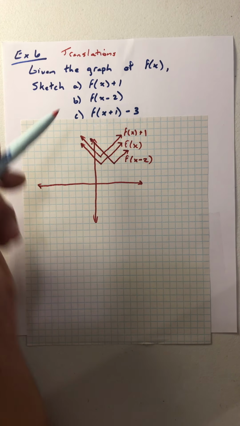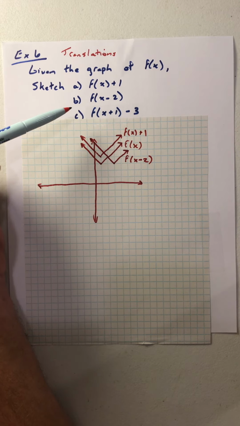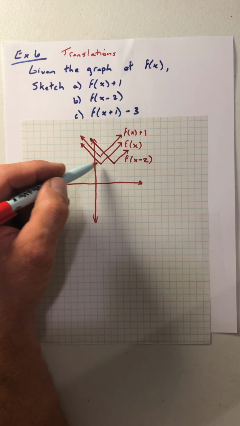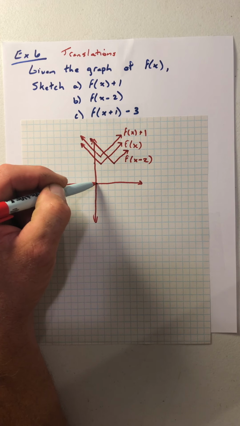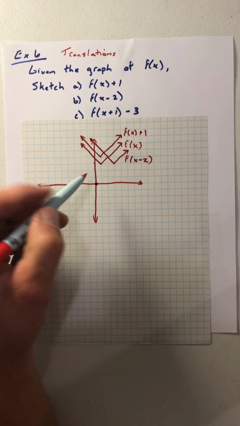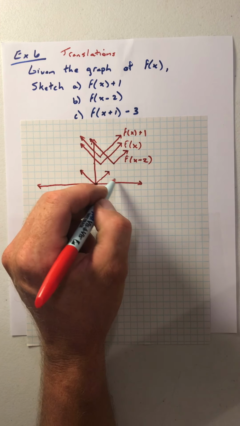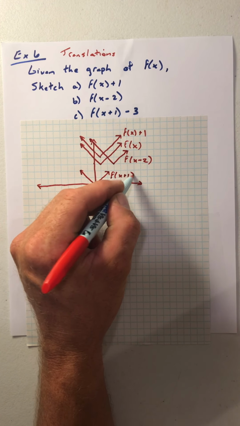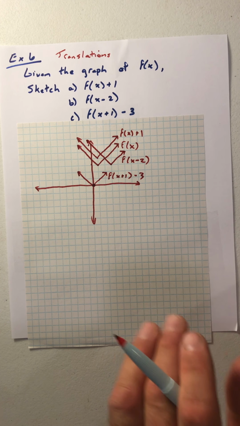And then part C, f of x plus 1 minus 3. So we're going to have 1 unit to the left and then 3 units down. So 1 unit to the left and 3 units down. That's going to be my vertex. And I have my nice absolute value there. And that's going to be f of x plus 1 minus 3. And that's going to take care of our translations.